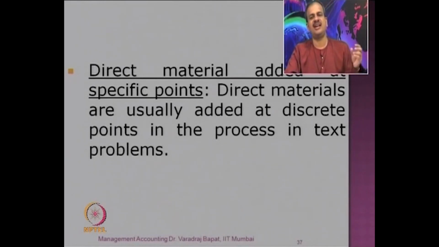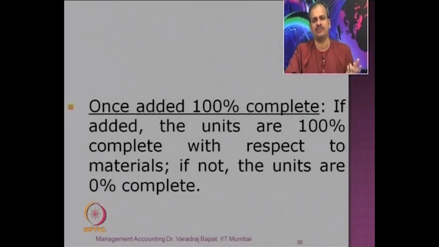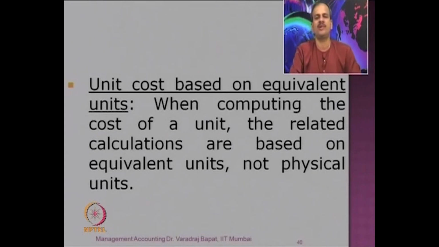Generally, direct materials are added only at specific points. So, usually the material is fully finished. If material is partly finished, we have to consider equivalent units for that also. As far as the material is concerned, once it is added, the units are fully finished for material. If it is not added, the units will be 0% finished.